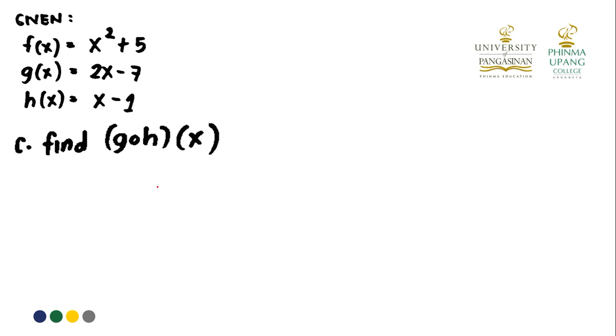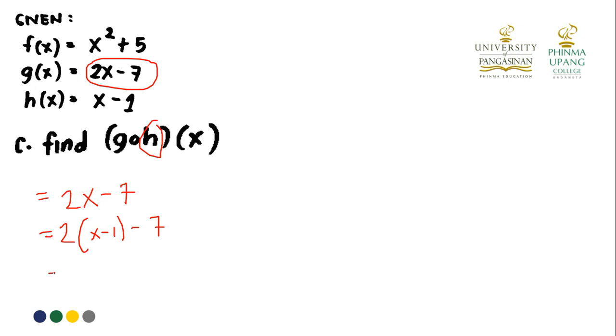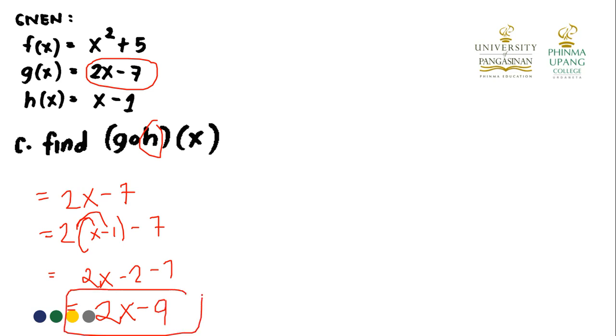Next is letter C. Letter C is the G. So, 2x minus 7. Then, replace the x with h, so it becomes 2 times x minus 1, then minus 7. Then distribute: 2x plus 2, negative 1 plus 2, minus 7. So, our final answer is 2x minus 9.